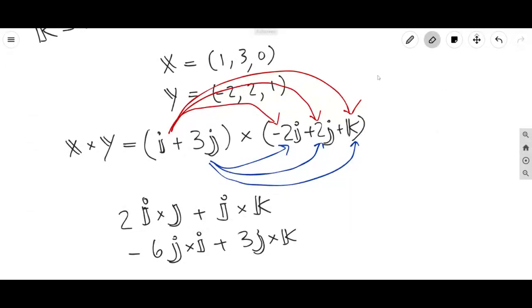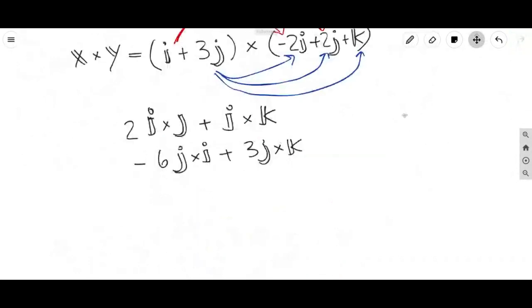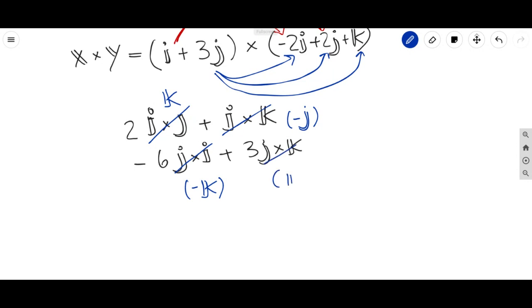And now that you have it set up this way, you just use these properties. These properties tell you how to do the cross products. So now you can fill these in. i cross j can be replaced by k. i cross k is negative j, because you're going backwards on that cyclic circle. j cross i will give you negative k. And j cross k will give you i. So this is what you would get.